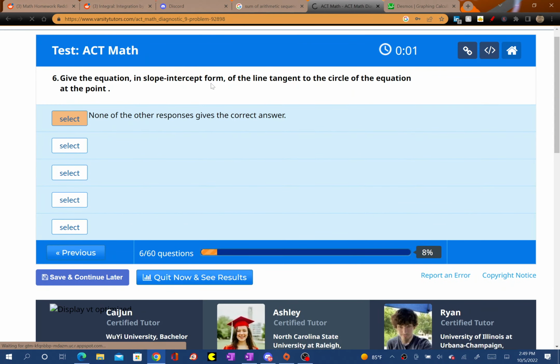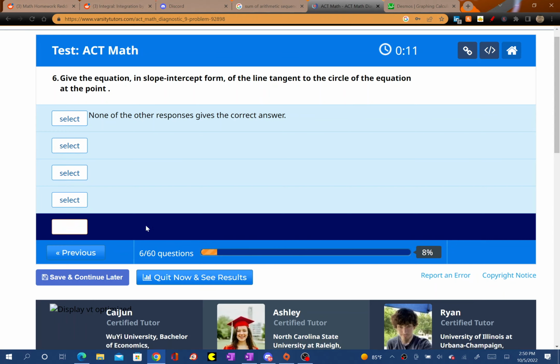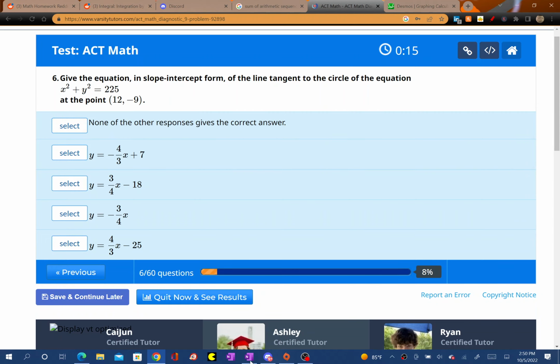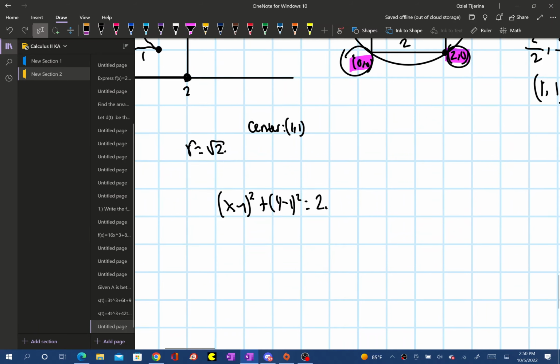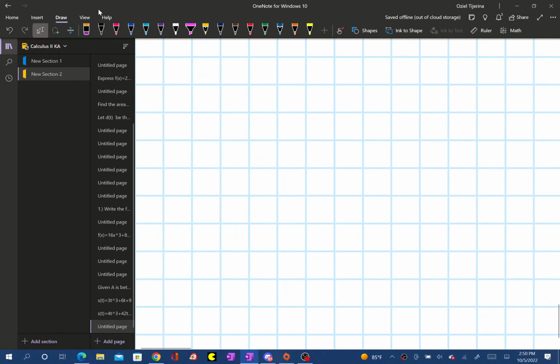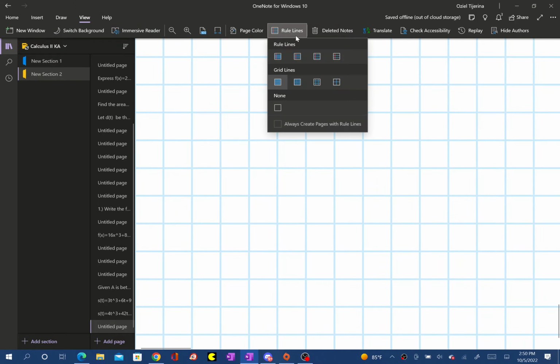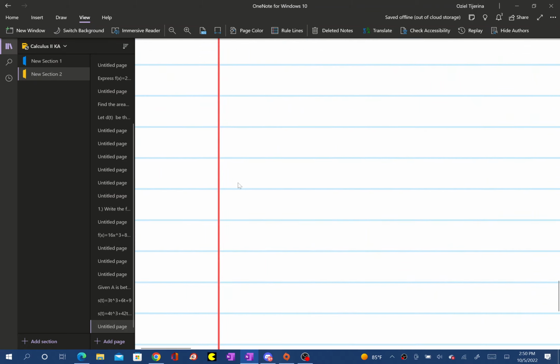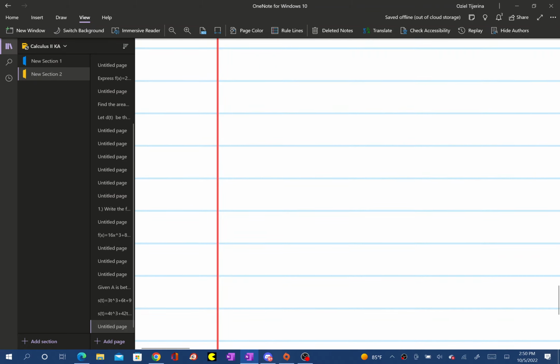Give the equation in slope-intercept form of the line tangent to the circle of the equation at the point. So, hopefully it appears. Okay. This is where calculus comes in. I can't believe that they even put calculus in the ACT questions, but let's go ahead and try to do this.